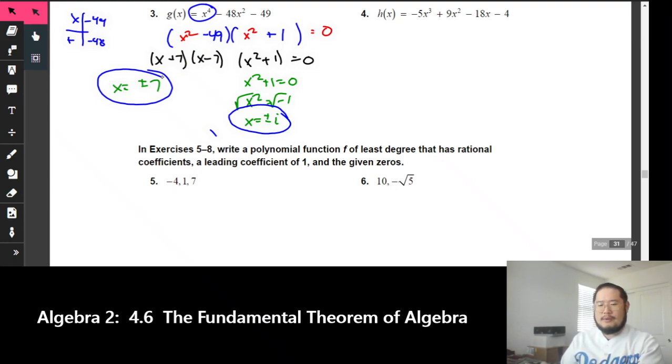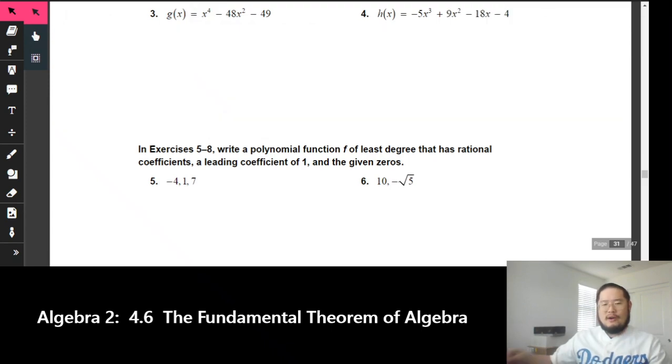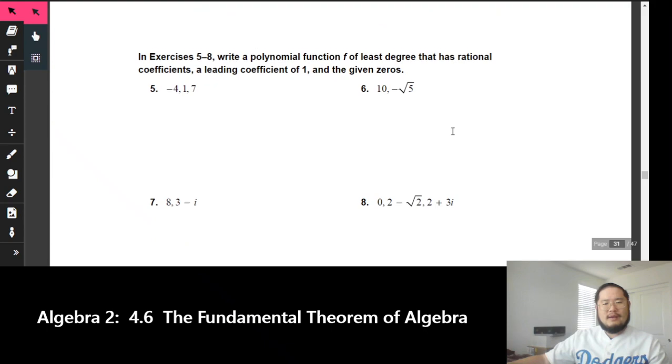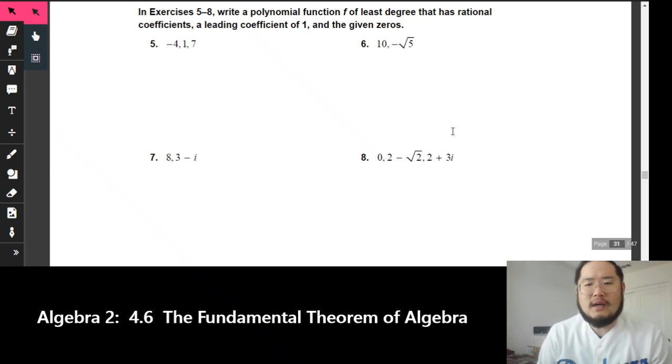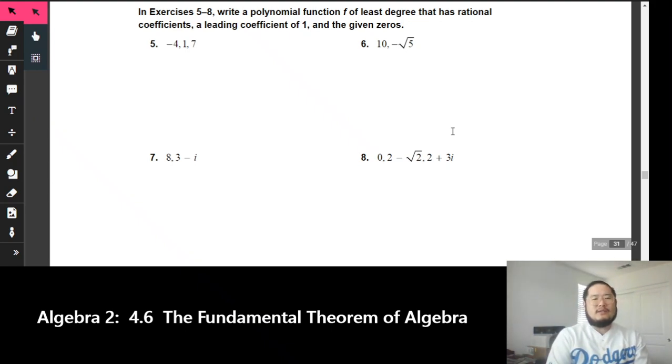All right, so sometimes you might be able to factor things out, which is a good thing because it's usually a lot easier than going through all the work that you had to do in number 1. All right, the last thing now is let's write a polynomial function of the least degree that has a rational coefficient and a leading coefficient of 1 and the given zeros. So remember, if these are the given zeros right here, what we're trying to do is write a function of f of x. Okay, and so remember, these we will need to turn and convert into binomials.